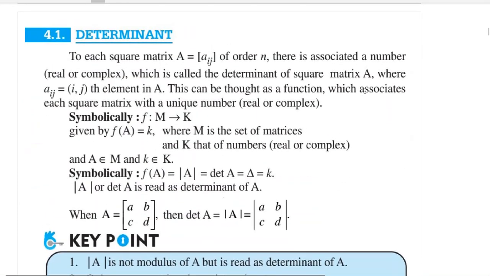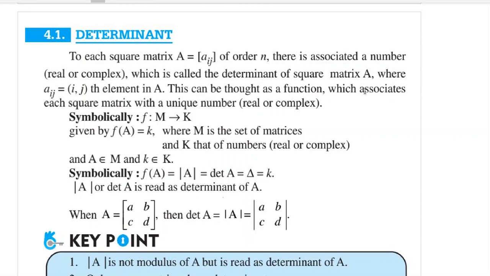So what is a determinant? To each square matrix A of order n, there is associated a number, which is a real number or a complex number, which is called the determinant of that square matrix, where Aij, that is the (i, j)th element in A, is an arbitrary element of the matrix. This can be thought of as a function which associates each square matrix with a unique number.